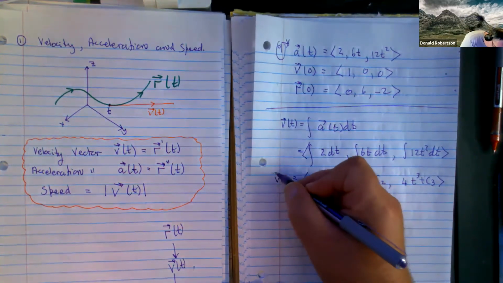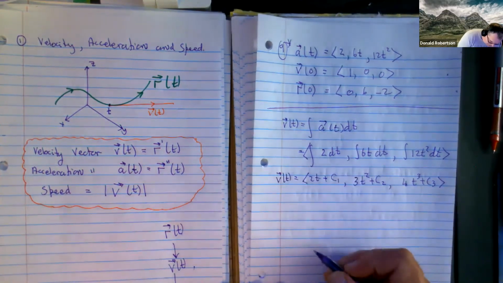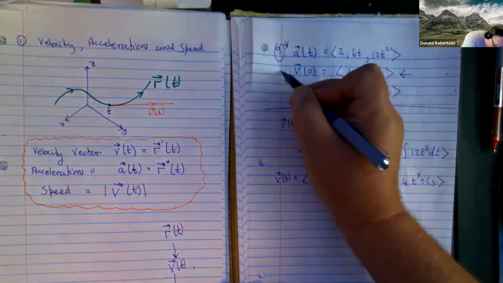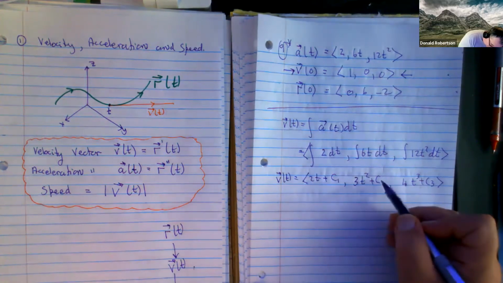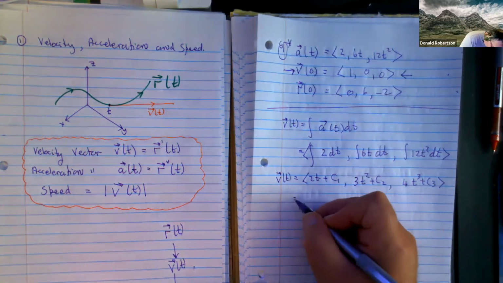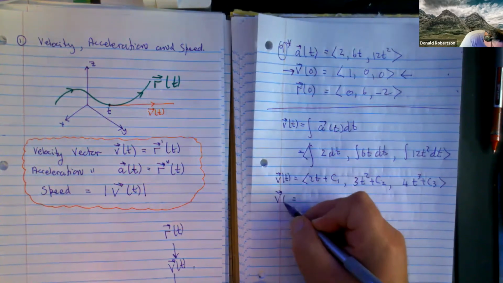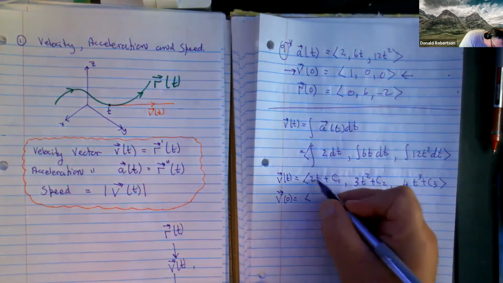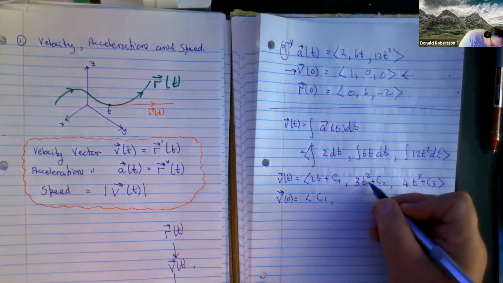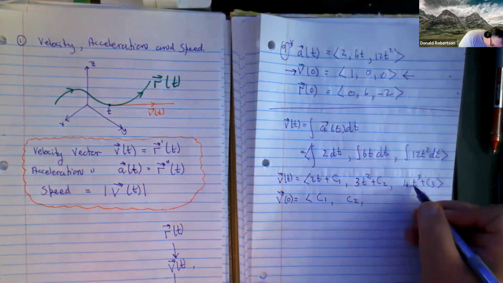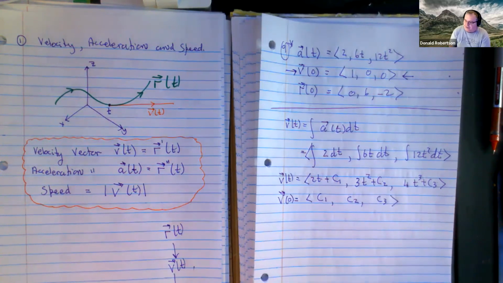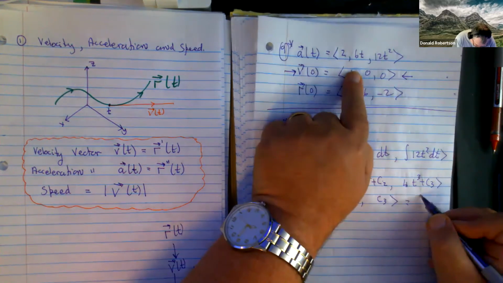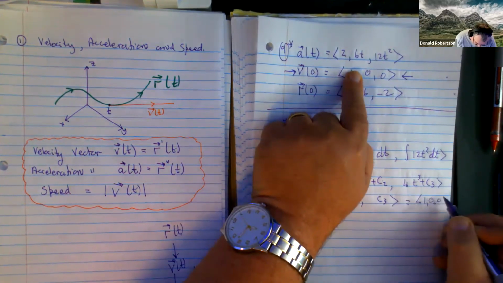So that would be the general version of the velocity. But since I know this boundary condition, I should be able to find out what numbers C1, C2, and C3 have to be. Well, the velocity at 0 is 2 lots of 0 plus C1, 3 lots of 0 plus C2, and 4 lots of 0 plus C3. Well, you couldn't get much easier than that, right? C1, C2, and C3. And it equals 1, 0, 0.